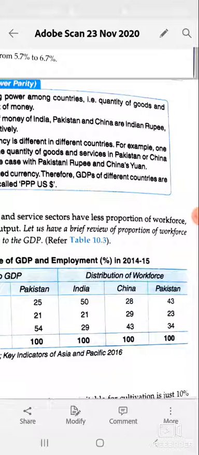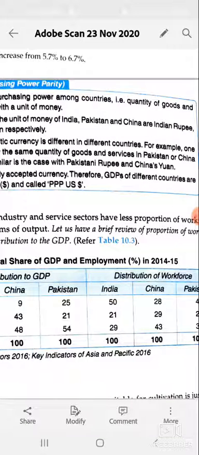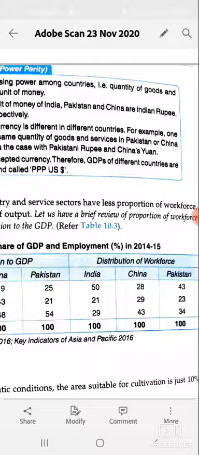Now, distribution of workforce. India's 50% workforce works in the agriculture sector, 21% in the industrial sector, and 29% in the tertiary sector. China has only 28% in the agriculture sector, 29% in the industrial sector, and 43% in the service sector. Pakistan has 43% in the agriculture sector, 23% in the secondary sector, and 34% in the tertiary sector.